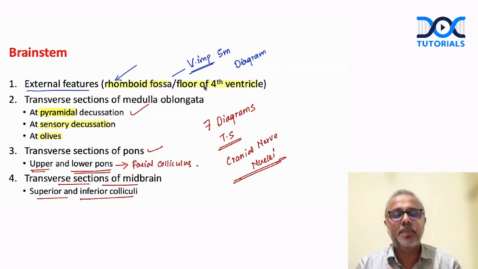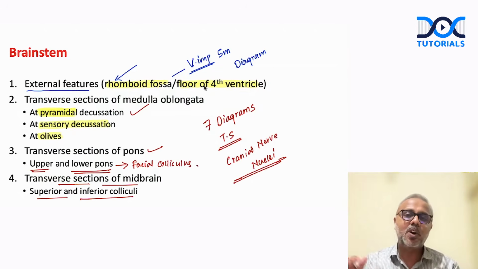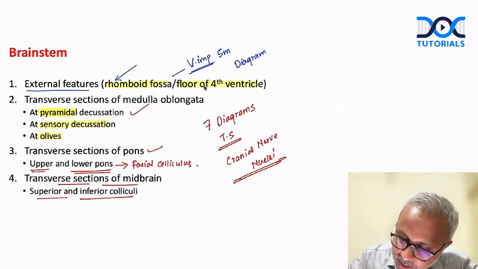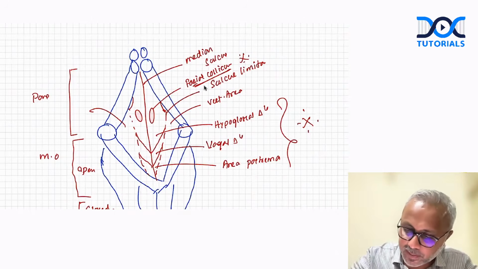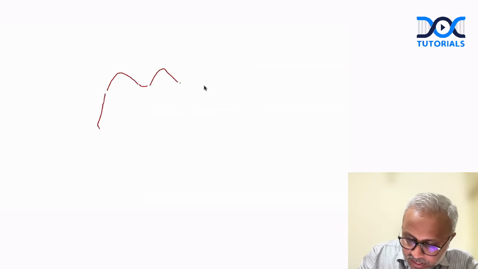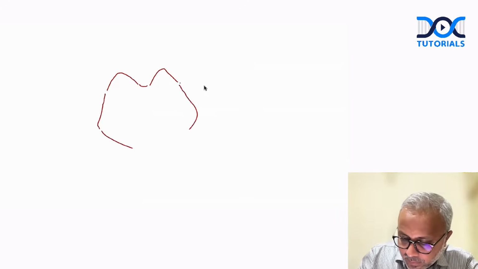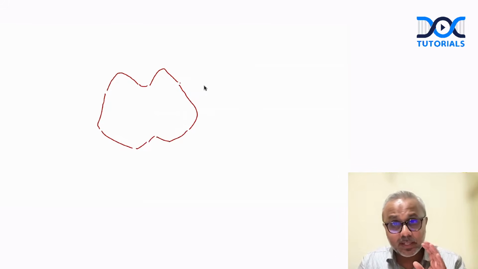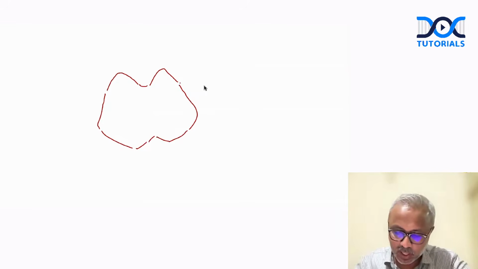For example, you are drawing the transverse section of the midbrain at the level of superior colliculus. What will the examiner look for? Let's try to draw this outline of the section of the midbrain at the level of superior colliculus. The superior colliculus has a dorsal part where we have two elevations, and then let's say this is how the ventral part will look. So this is the transverse section of the midbrain at the level of superior colliculus.